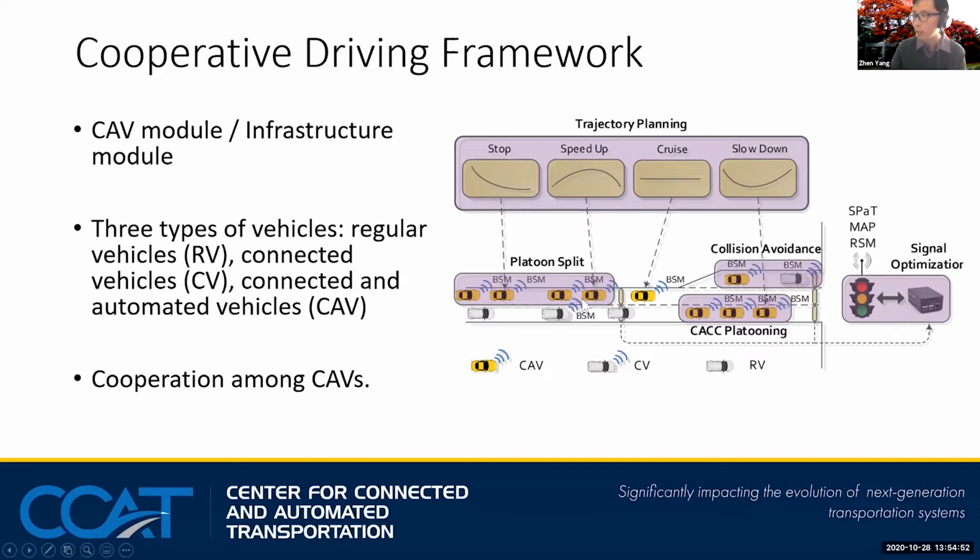For the connected and automated vehicles, we consider the cooperation between CAVs. When several CAVs are close to each other, they can form a peloton. The peloton may split. And the leading vehicle of the peloton needs to plan the trajectory for the whole peloton, whether the peloton needs to stop, speed up, cruise, or slow down. The main functionality of the smart infrastructure is signal optimization, which optimizes the time of arrival for each CAV at the stop bar and will be sent as guidance to each CAV.